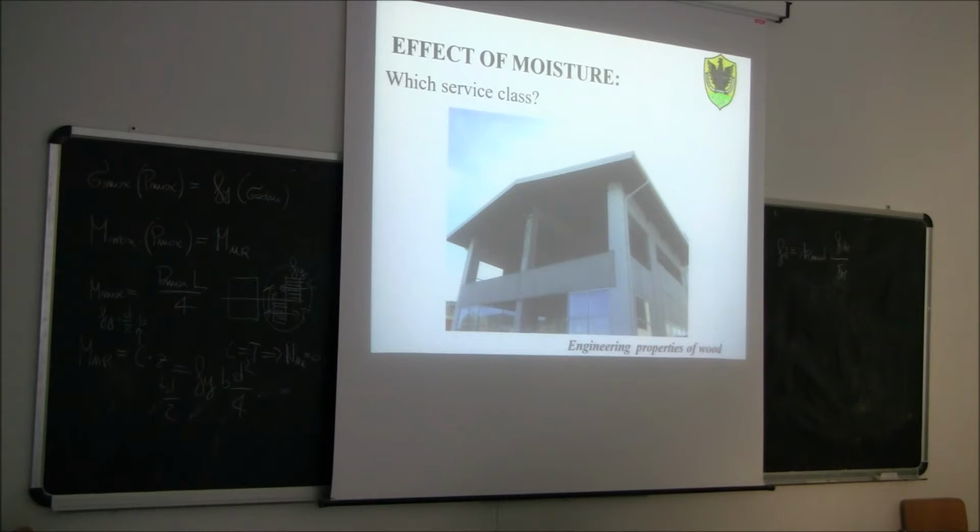We start with this. Now, unfortunately, we don't see very well, but here there is a timber roof. So there is the pillar and the beams are made of reinforced concrete, precast reinforced concrete, and then the roof is made of timber. Which service class is this?